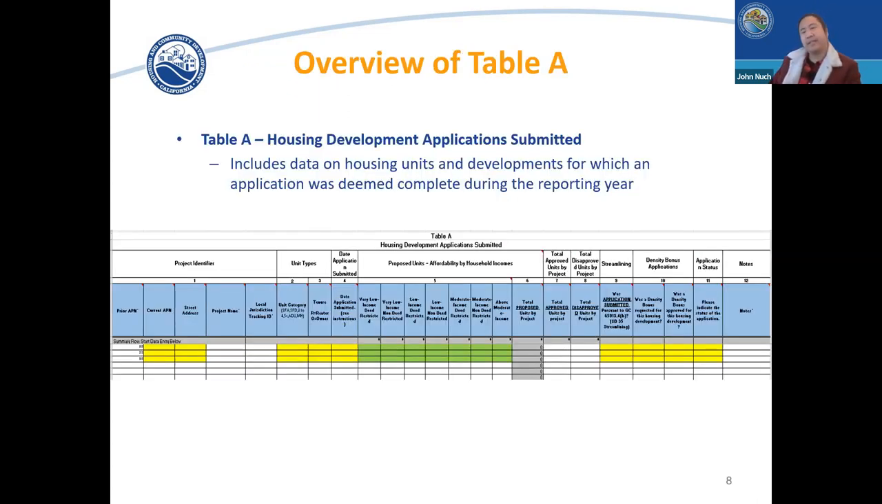Okay, so Table A is for any development applications completed during the reporting year. This includes applications for planning approval and applications for development permits. Applications for building permits are no longer required to be reported in Table A. Cells in yellow are required. Cells in green are required if applicable. So in this photo, you would enter the units into the appropriate affordability level and leave the rest blank.